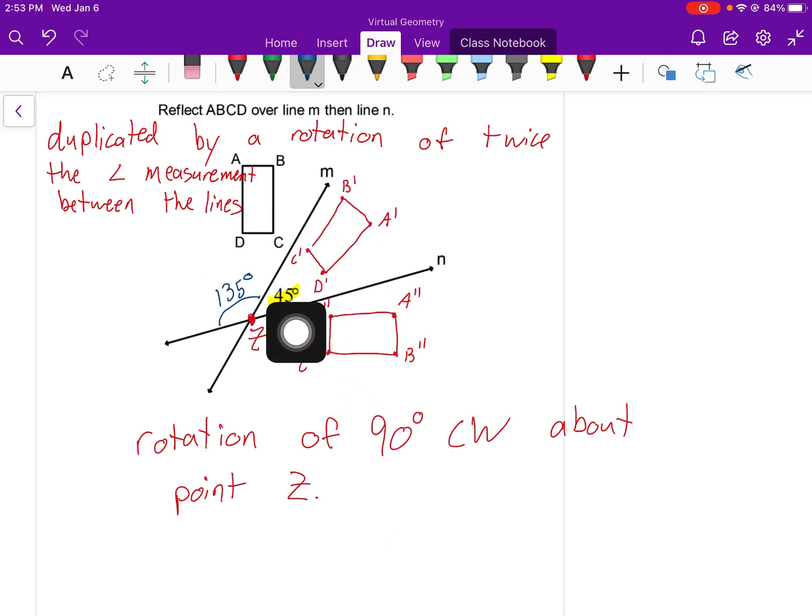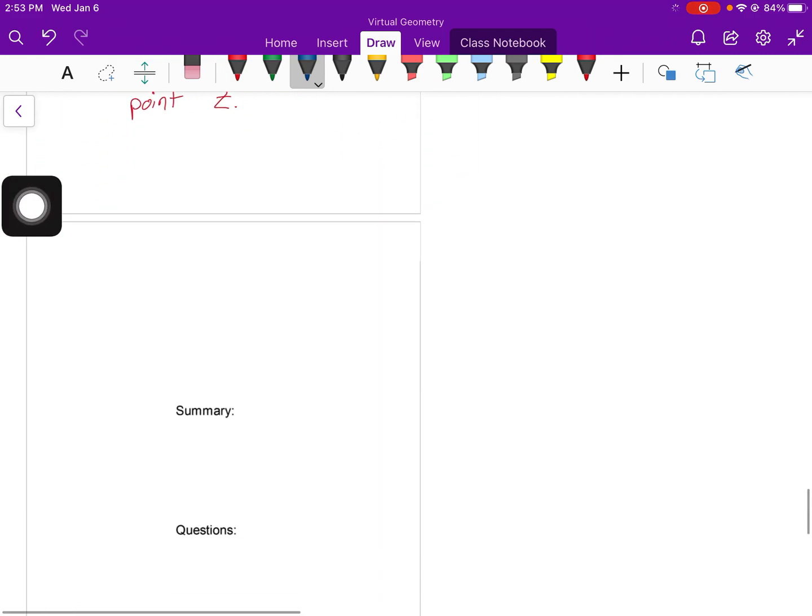I can give you these problems where this is not a nice number. I could say that that is 37.2 degrees. You would just take 37.2 times 2. So it's a rotation of that amount. But then you have to pick up the direction. So make sure you know clockwise and counterclockwise. If I'm starting here to get to here, that would be clockwise. If I was starting here to get back here, that would be counterclockwise.